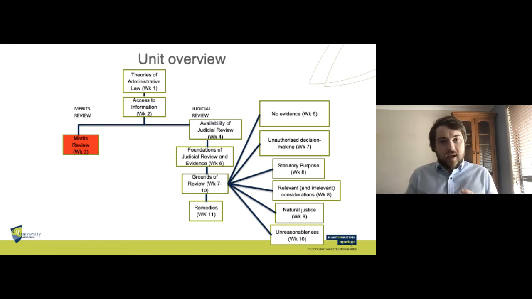And from there, we find ourselves at a bit of a crossroads in terms of challenging or reviewing an administrative decision, whether we go down the merits review pathway or the judicial review pathway.